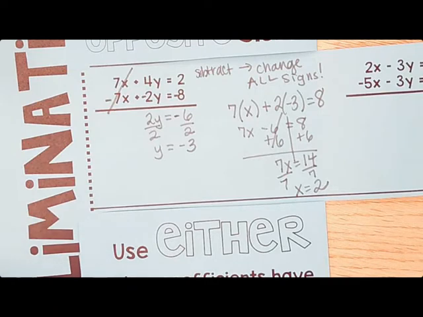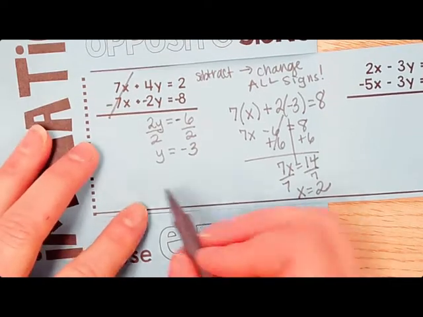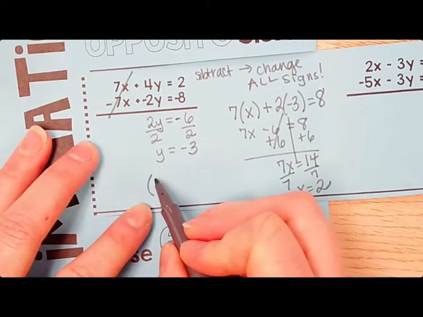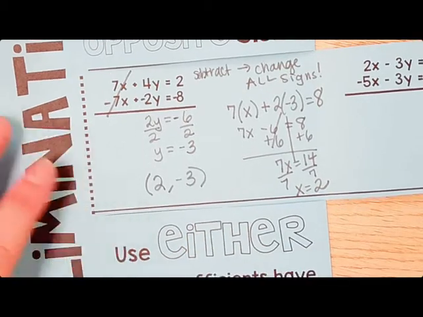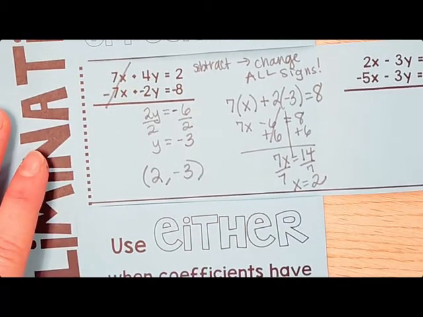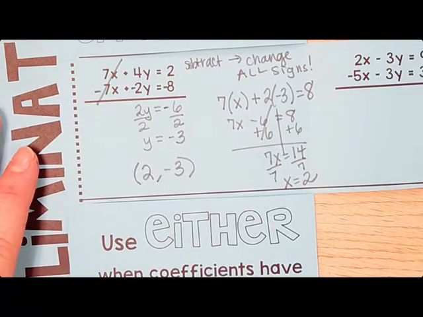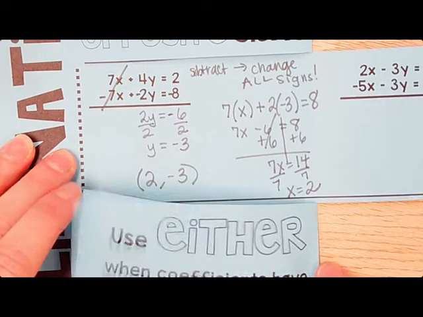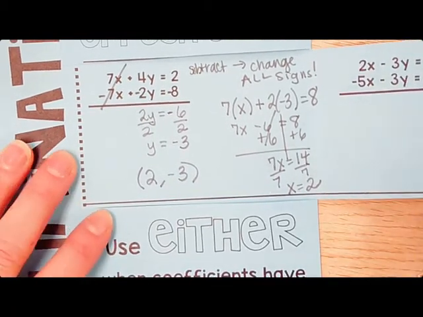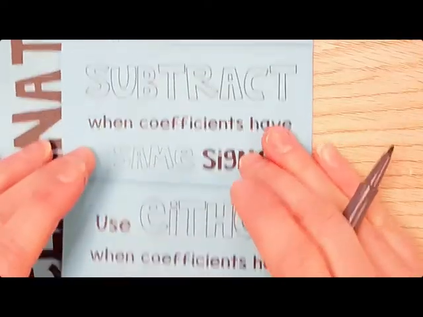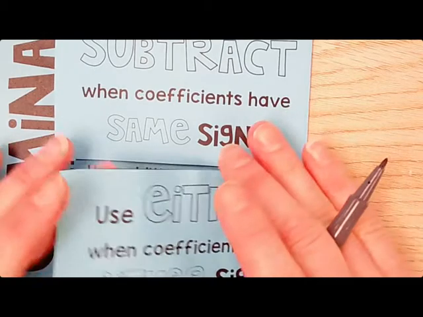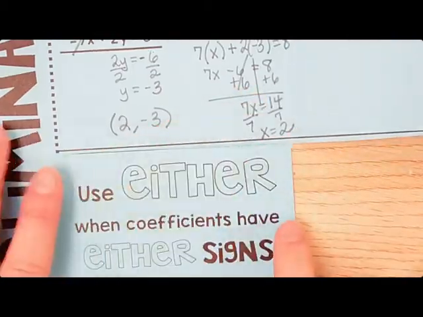Okay, how do you feel about this one compared to substitution? This one's a lot easier. Yeah, this one's a whole lot easier. So then we write our coordinate x, y, so 2, negative 3. Okay, the last one is use either when coefficients have either sign.